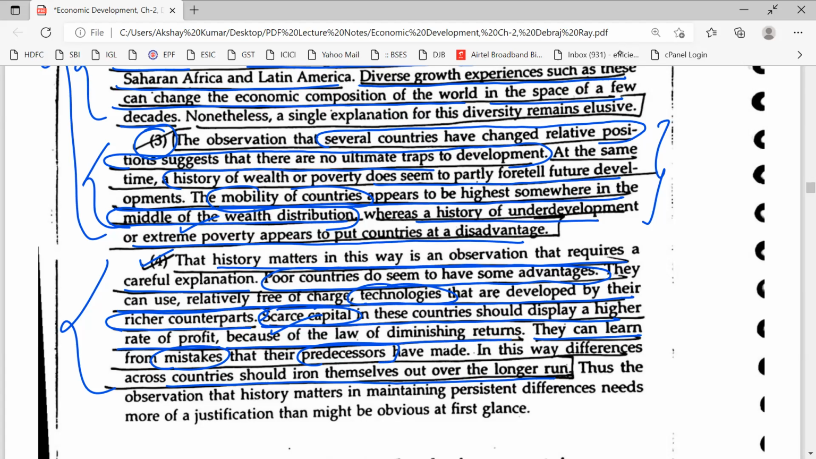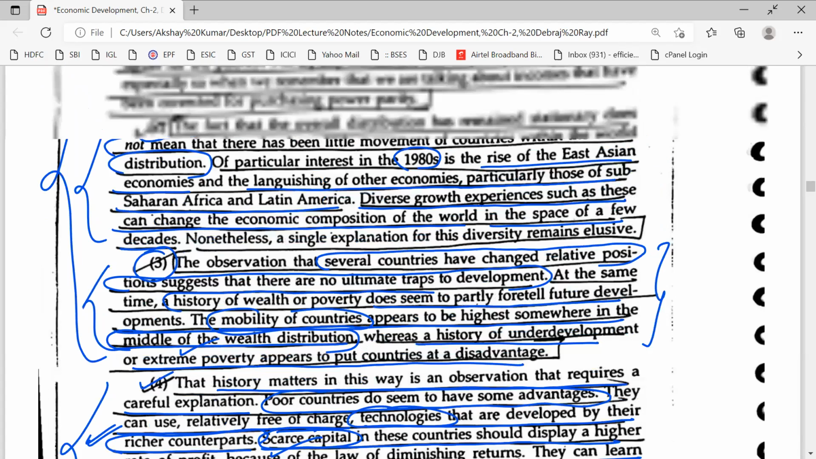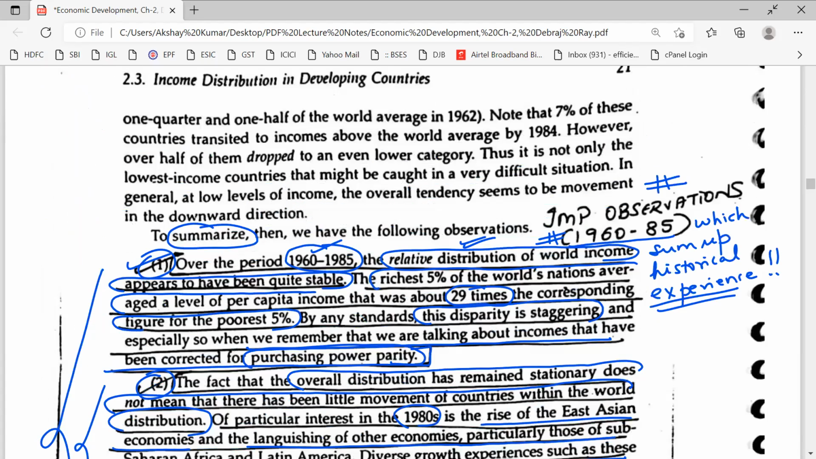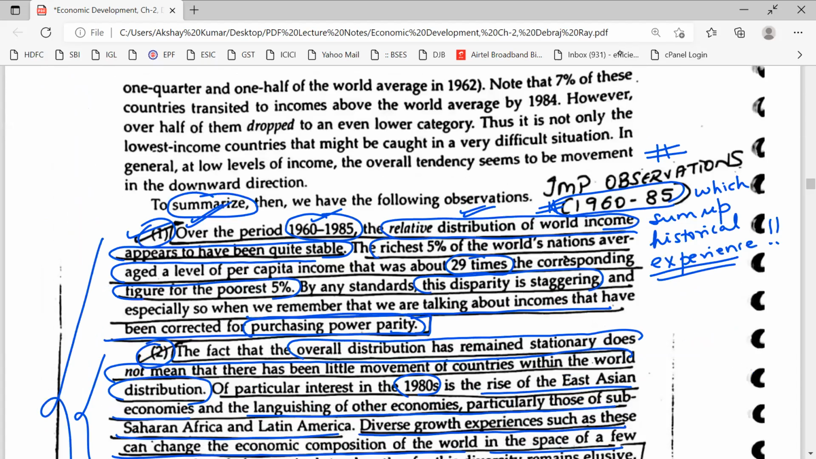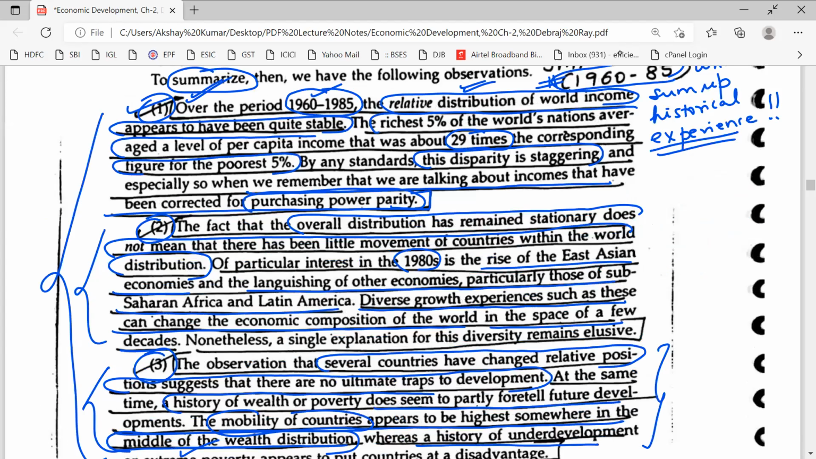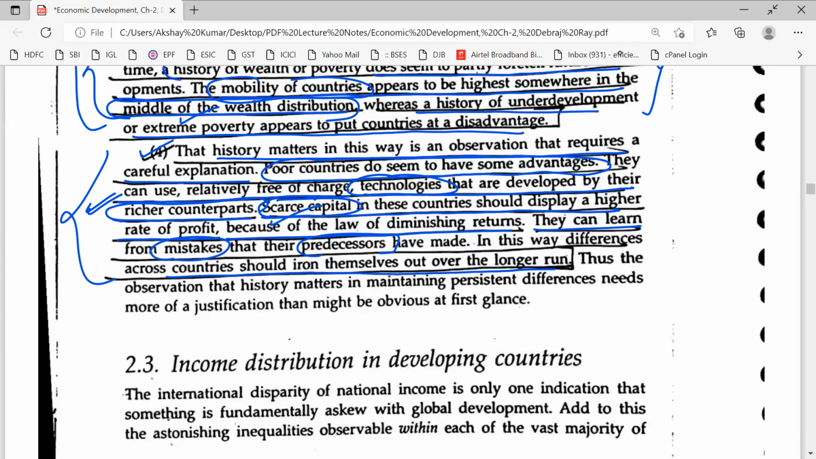So all these facts in the fourth paragraph give a hope that even though poor economies start from a poor historical background, they can still make wise use of technologies and scarce capital to improve themselves over the long run. So all students who are attending this lecture should learn up these 4 points, which summarize the historical experiences between 1960 and 1985. Okay, these 4 points are important from examination point of view. You must learn up these 4 points.